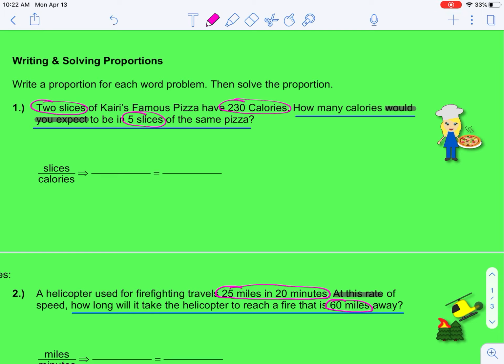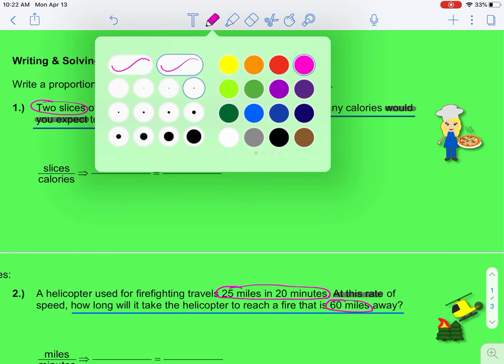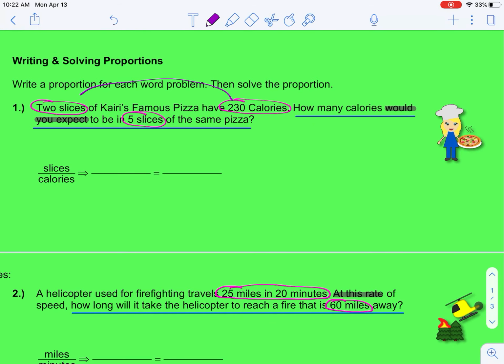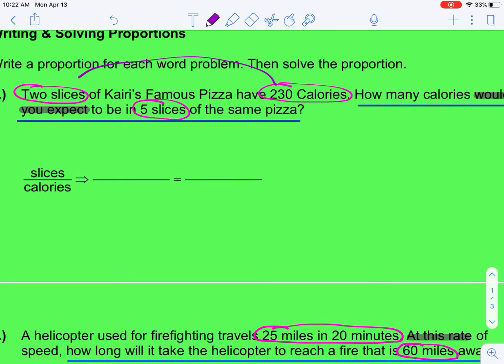It's a special kind of ratio when you're comparing two different things. So the first thing that I notice is I know that there's 2 slices of pizza and 230 calories. And those two numbers go together. Okay, right here. These two definitely belong together. So I'm going to put those on one side of my proportion.